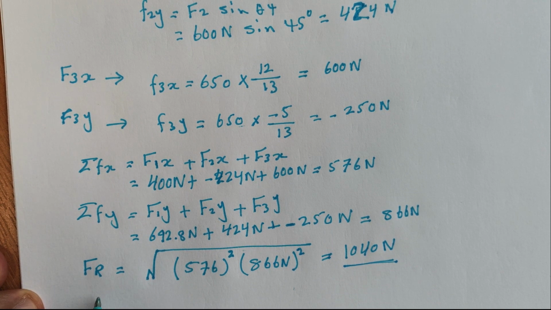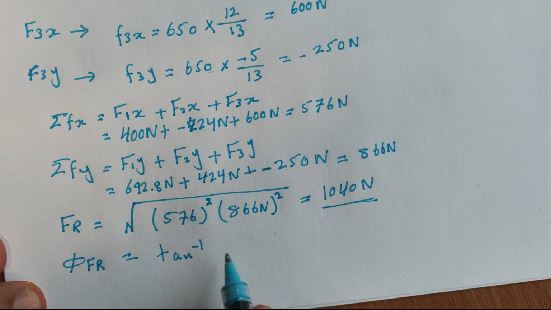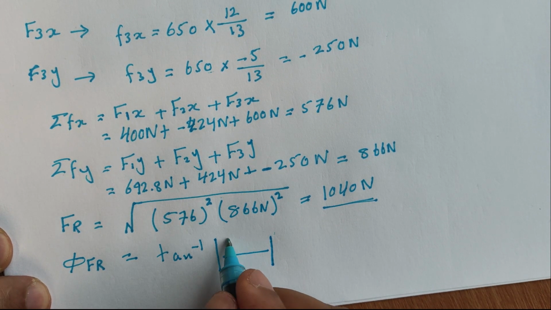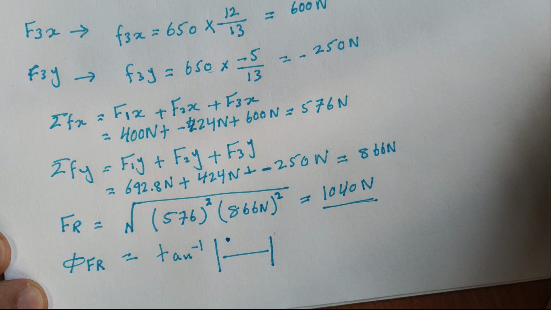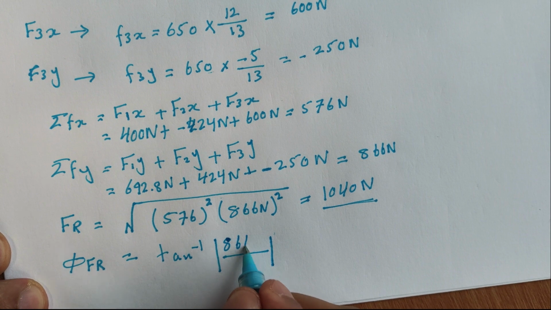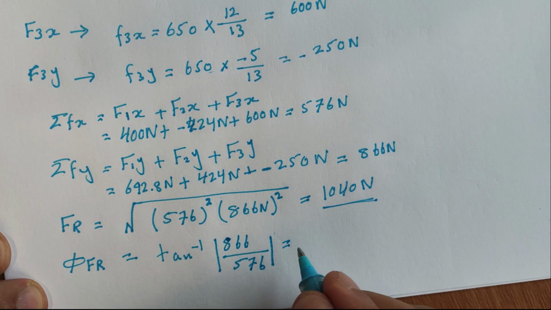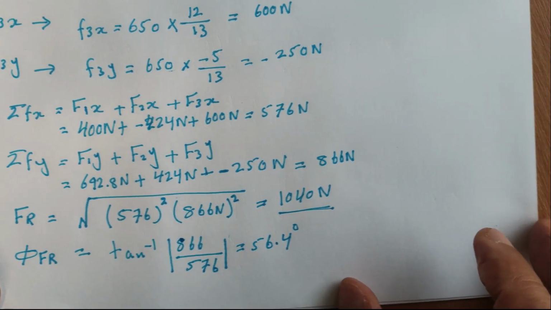Now finding the direction, or phi, for the resultant force FR, which is equal to the inverse of tan of the absolute values of the sum of the forces on the y-axis, 866, divided by 576, and when you plug all of these into your calculator, should equal 56.4 degrees.